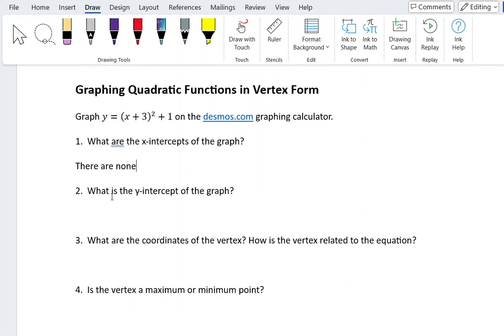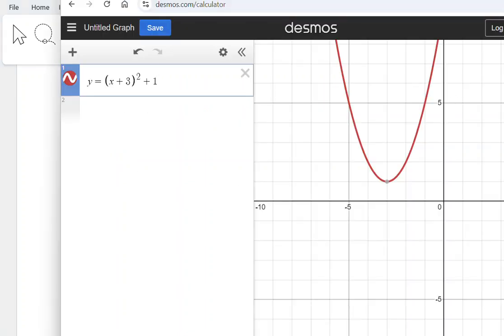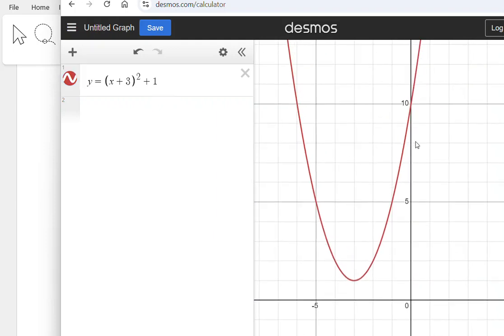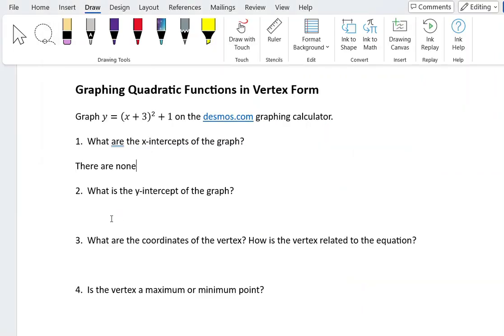My second question is, what is the y-intercept of the graph? Looking at the graph, I'm going to need to move it a little bit to see the y-intercept. I can see that the y-intercept is at 10. If I wanted to write it as a point, that would be (0, 10).